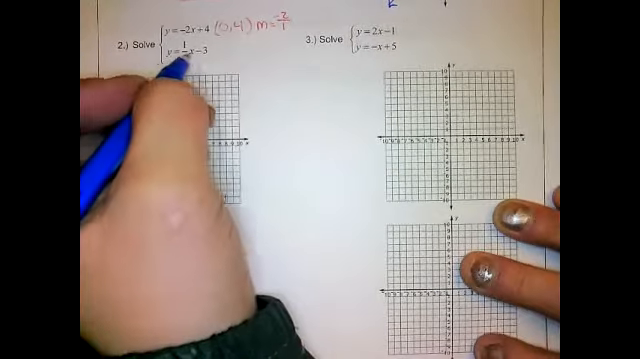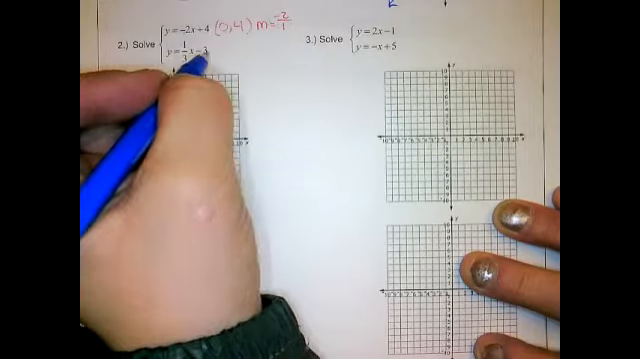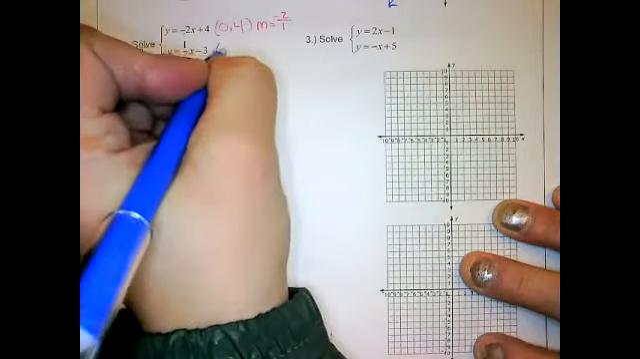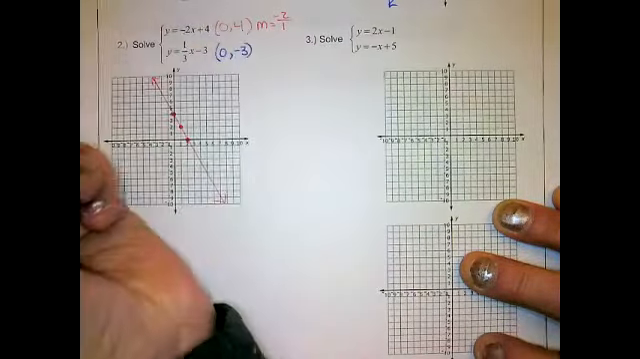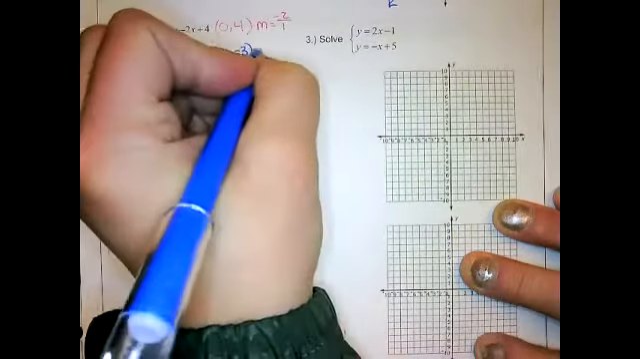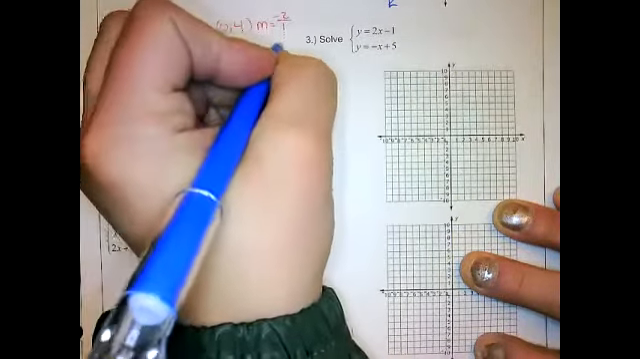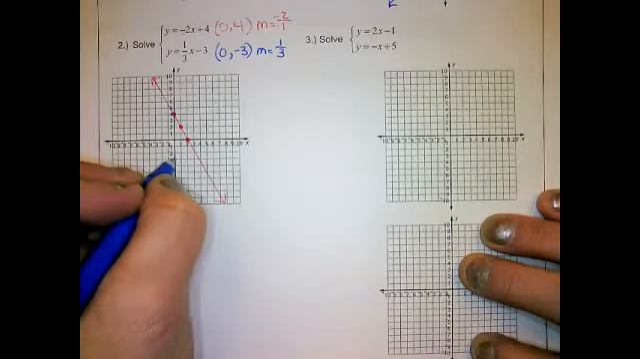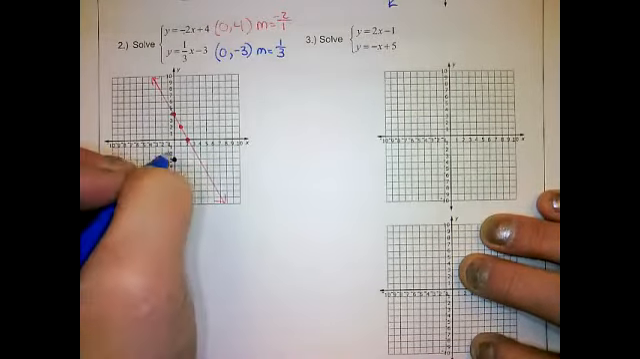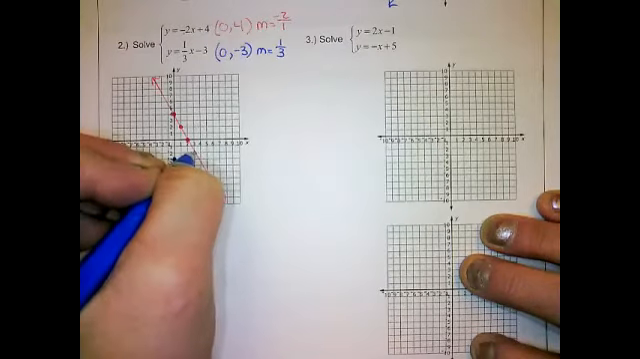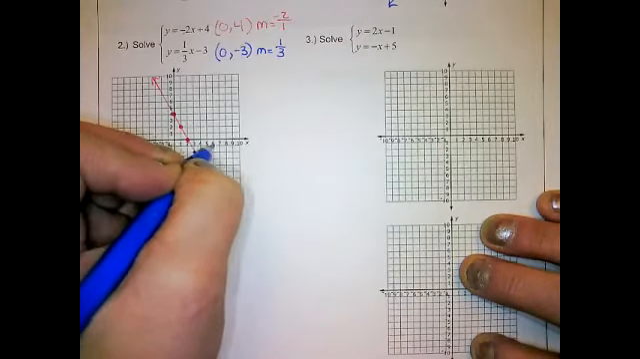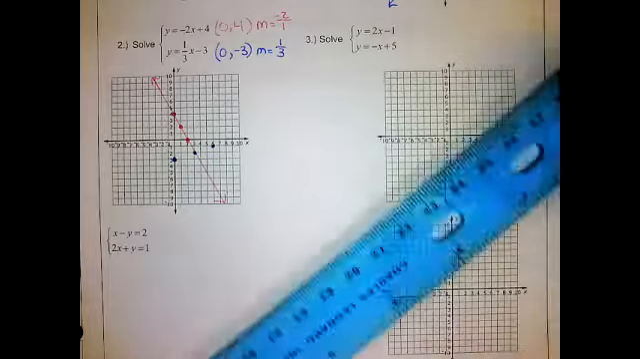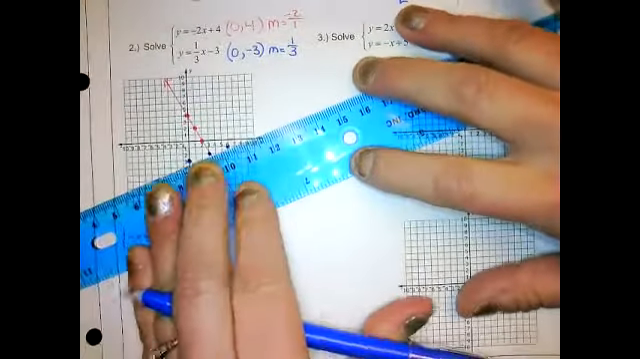My second equation here, my y-intercept is -3, so that point is going to be (0, -3). And my slope, or my number that's with my x, is 1/3. So I'm going to plot the point (0, -3), and from there I'm going to go up 1, right 3, up 1, right 3. Connect those points.